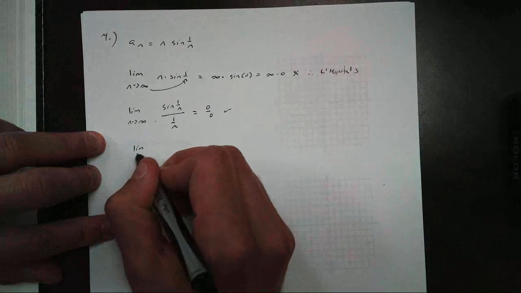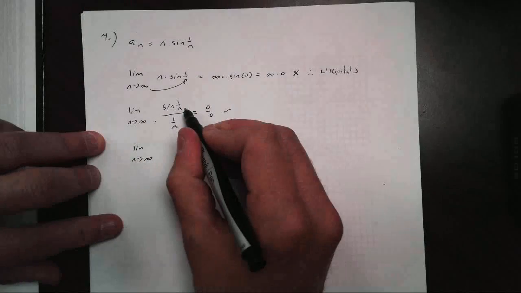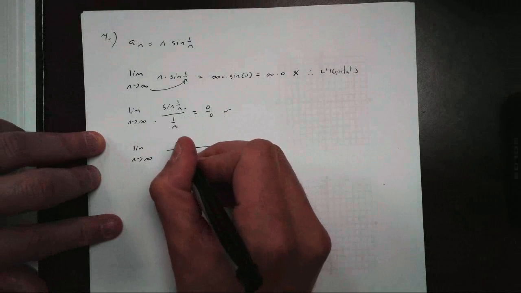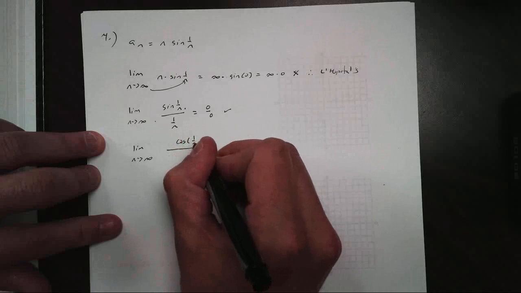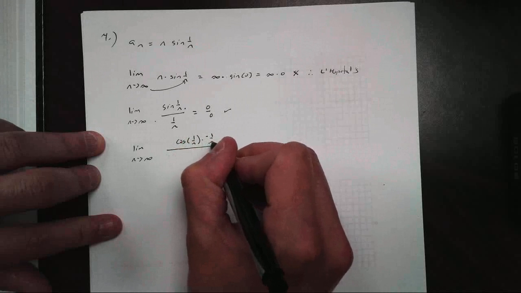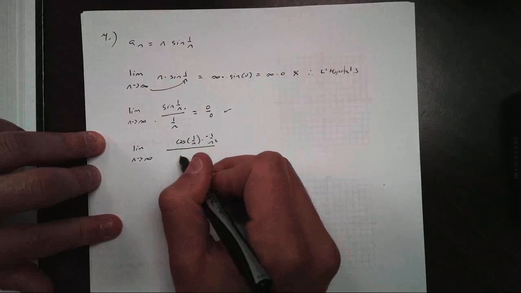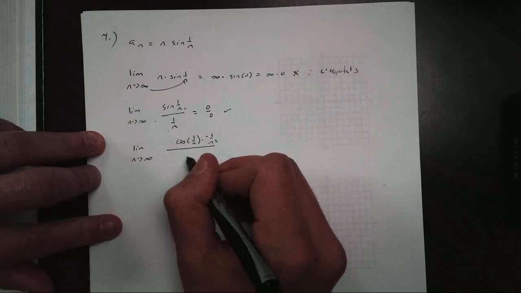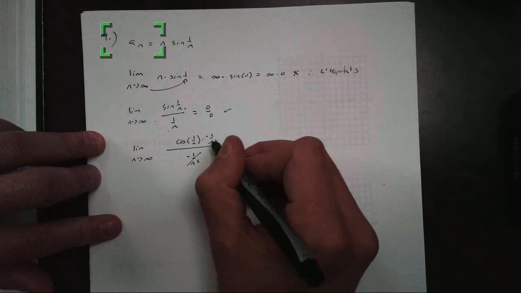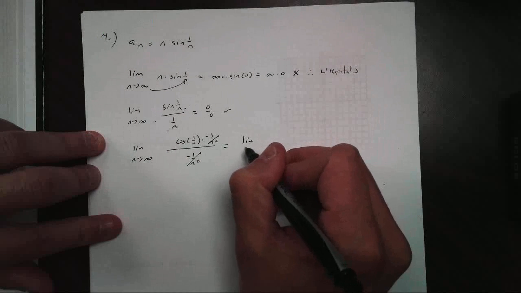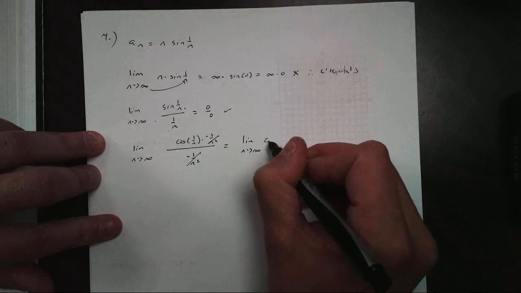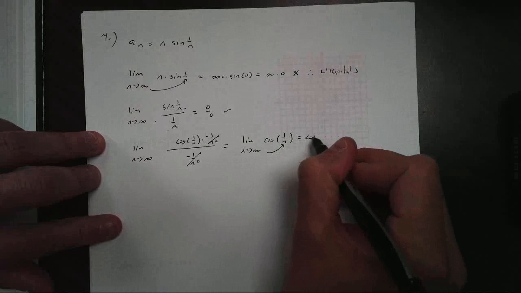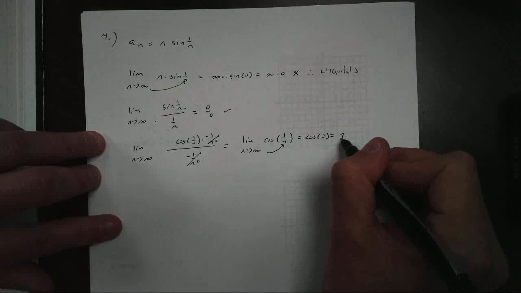Using L'Hopital's rule, remember we have to get into the correct form first. I take the derivative of the top. I get cosine of 1 over n times negative 1 over n squared. On the bottom, we get negative 1 over n squared. Those cancel, and we're left with the limit as n goes to infinity of cosine of 1 over n. Now if I plug it in, we get the cosine of 0, which is 1.